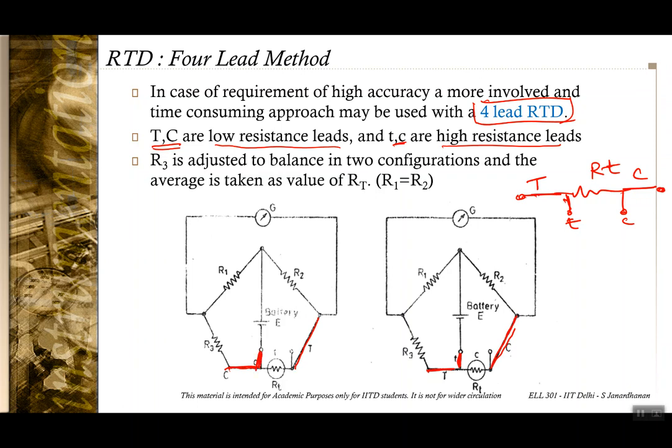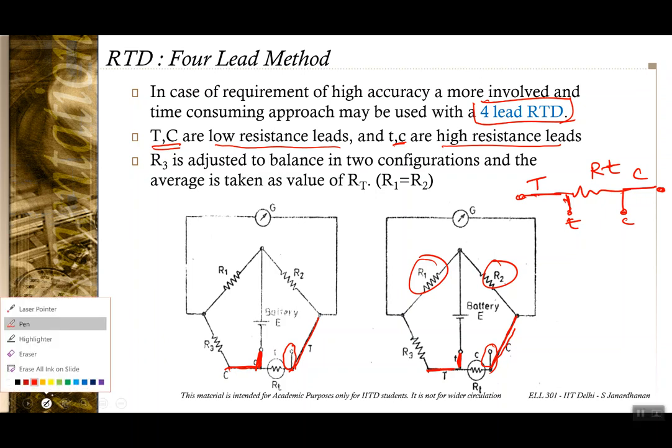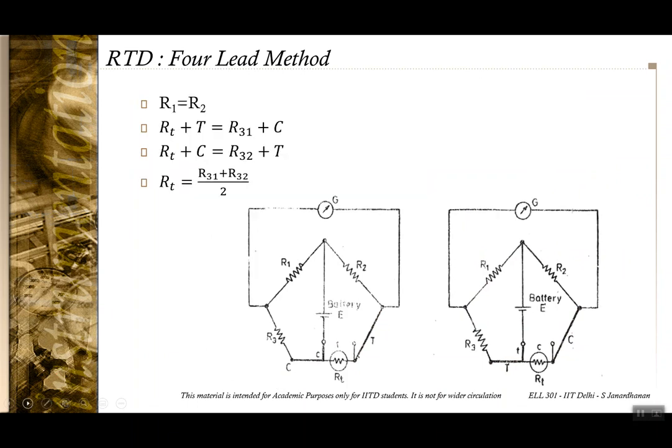In this case, you would notice that only 3 of the 4 leads are being used. So one of the high resistance leads is left out, and so the measurement is done with 2 configurations, and the reading is taken as RT being the average of these 2 measurements. Now if you have R1 equal to R2, then let us see what is happening here. At the balance, in one of the configurations, RT plus T is the same as R31 plus C. Let us say the balance is at R31 here. Similarly the balance here is at R32. So in this case, R32 plus T is RT plus C.